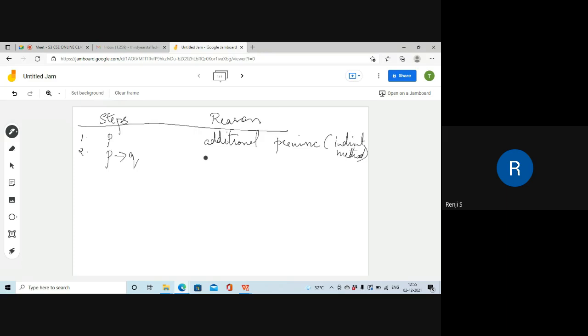So which rule can you apply here to step 1 and 2? Step 1, comma 2, which rule can you apply here? Come on, someone fast. P implies Q and P. Which rule can you apply here? Nobody knows?